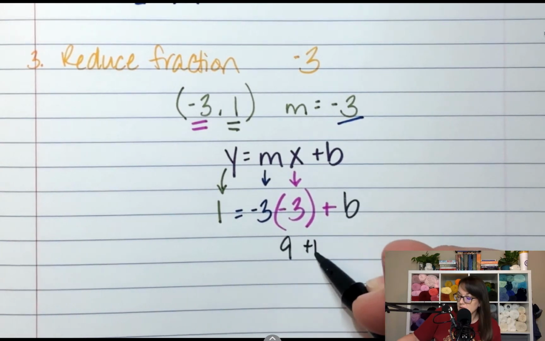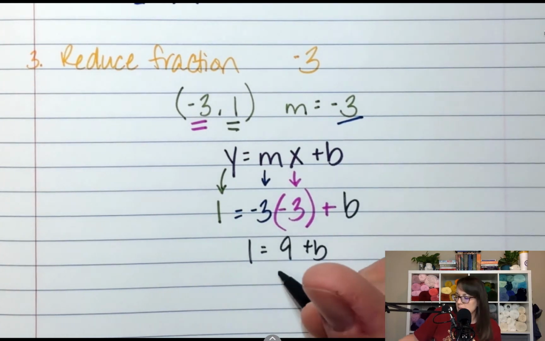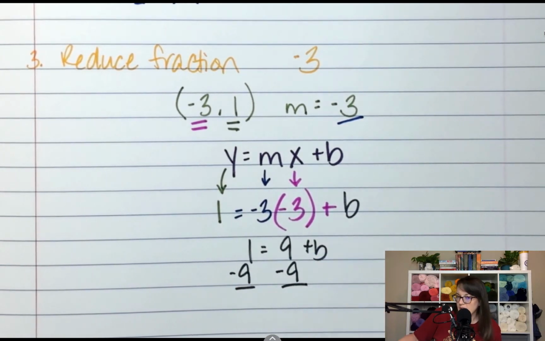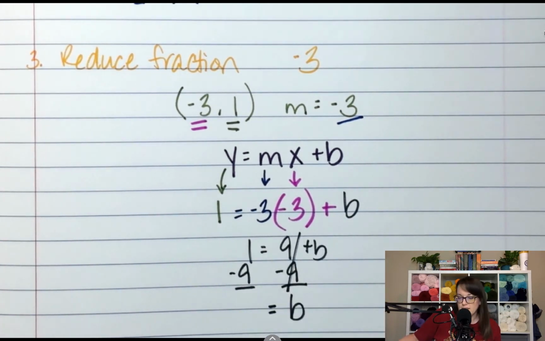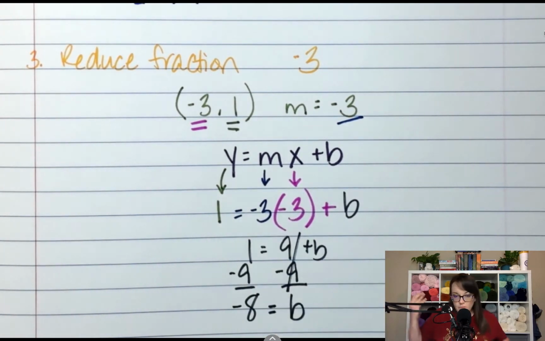+9 plus b equals 1. And what is the opposite of adding 9? I'm going to subtract 9 from both sides. 9 minus 9 is 0, so I can cross those out, which leaves just the b. And then 1 minus 9 is -8. So b in this situation would be -8.